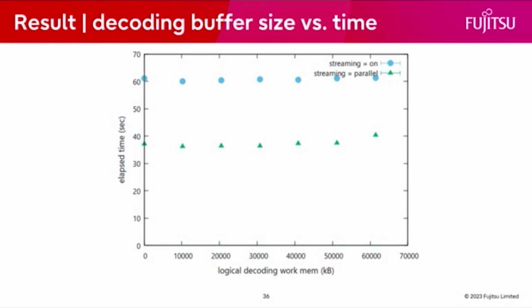Okay, next. In this plot, the logical decoding work memory is varied, and the horizontal axis represents that. The number of inserted tuples is fixed at 5 million. Unlike the previous plot, the parameter does not impact the elapsed time, perhaps because the streamed transaction is much larger than the decoding buffer. And the improvement of elapsed time is also similar, at around 40%.